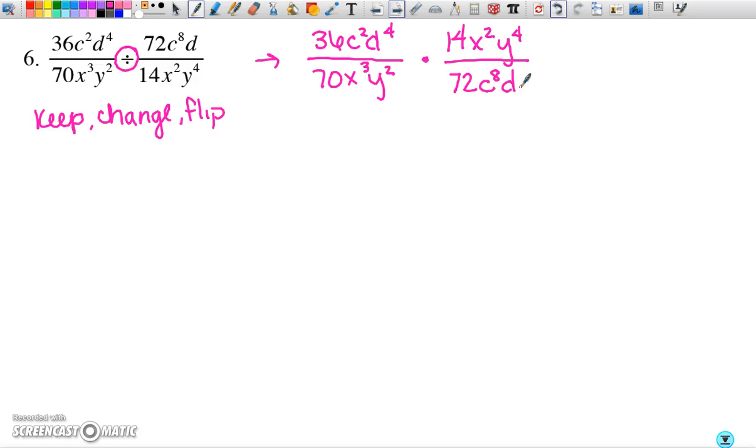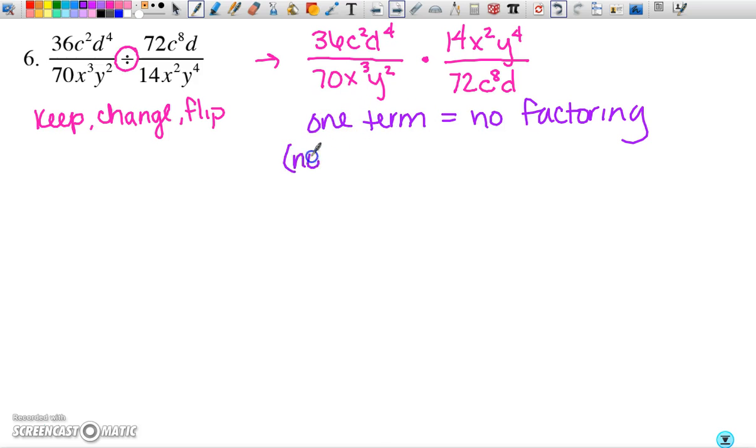So from here what we need to do then is just multiply straight across. So remember, anytime it's multiplying, we go straight across. Now this is only one term in the denominator, so there's no factoring. So one term equals no factoring, just as a reminder. And because there's no factoring to do, remember the one term means there's no plus or minus signs. Okay, so that's how we determine how many terms there are.